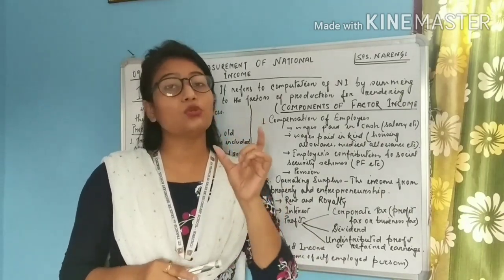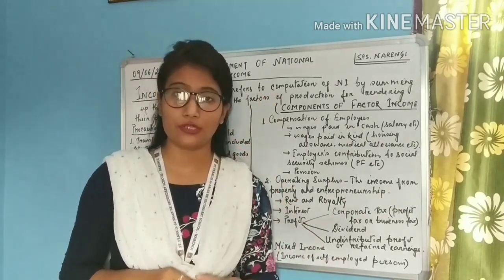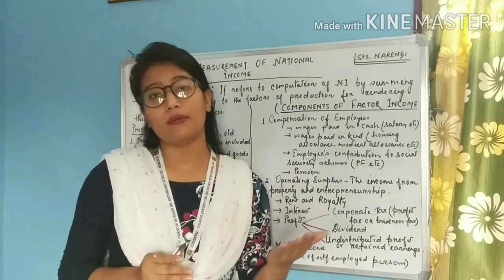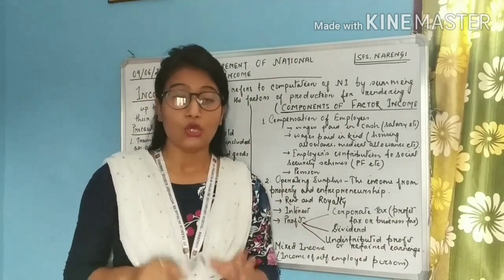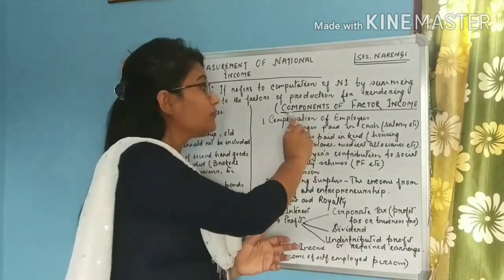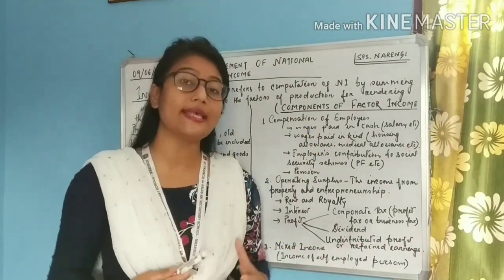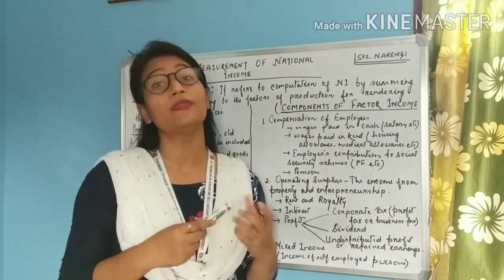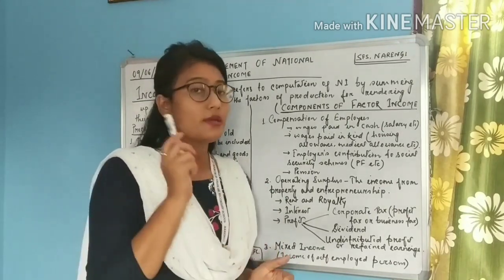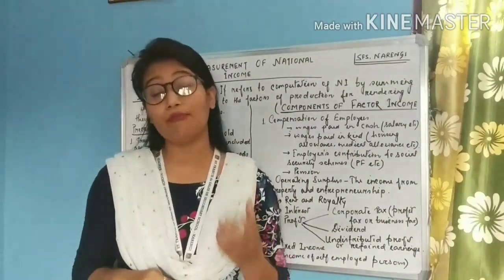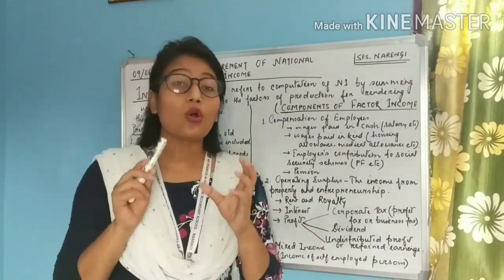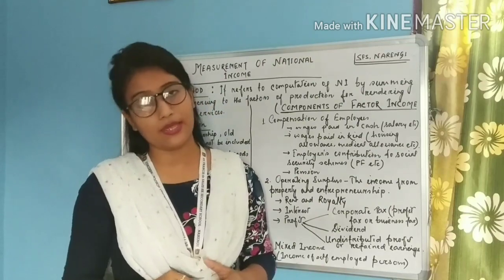But students, we just know that these are the 4 types of remunerations. We do not know in much detail what the wages include, what the profit includes. So it is very important for us to know about the various components, what exactly should be included under the factor income. So students, before knowing about the formula of income method, it is important for us to know about the components of the factor income, okay?